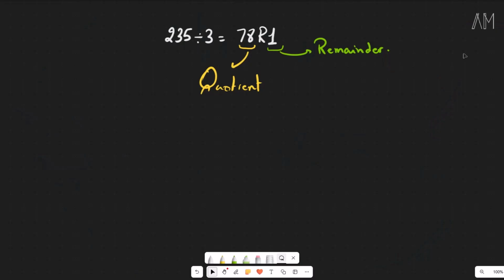Hello guys, in this video we are going to learn how to continue the long division past the remainder and get a decimal answer instead of stopping early. If you remember from the last video, when we did this division we stopped after finishing all of the dividend's digits and we said that we have the answer 78 and we have 1 as a remainder. Well, in this video we are going to learn how we can continue and find the answer in decimal.